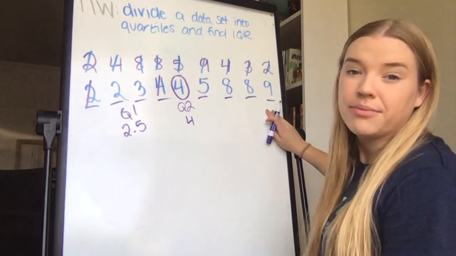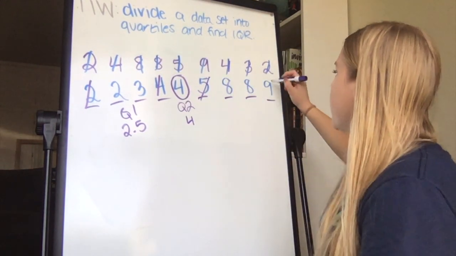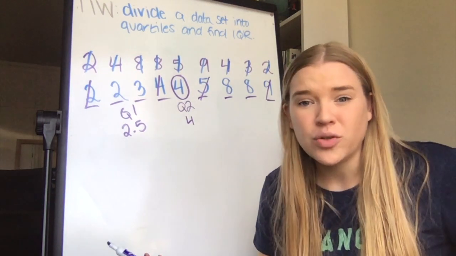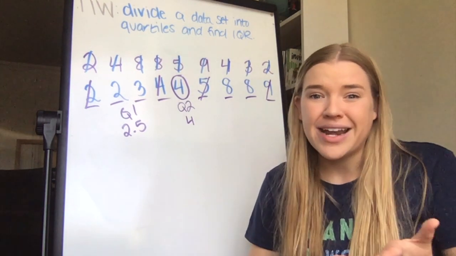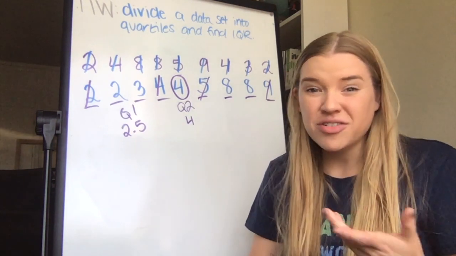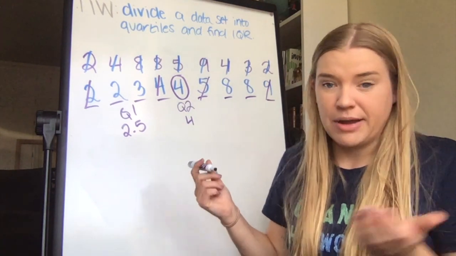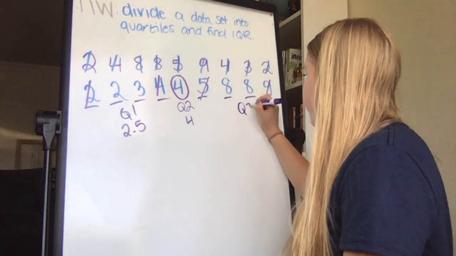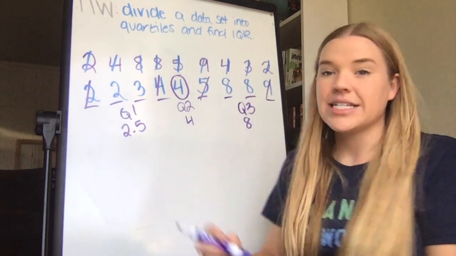And now I have to do the same thing to the right-hand side. So I have to cross off 1 from the bottom, 1 from the top. And now I'm left with 2 numbers, but they're the same number. If I'm adding up 8 plus 8, which is 16, dividing by 2 is 8. If my numbers are the same, that number is just going to be my quartile. So quartile 3 is 8.